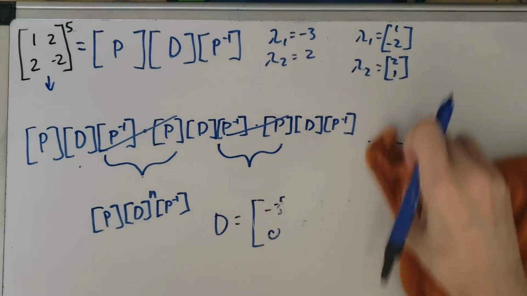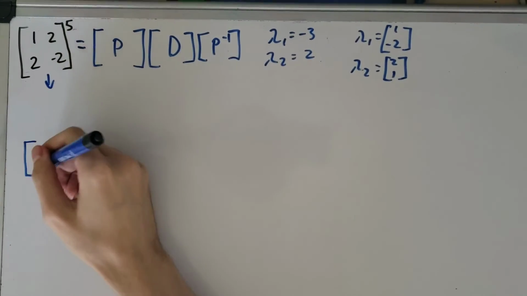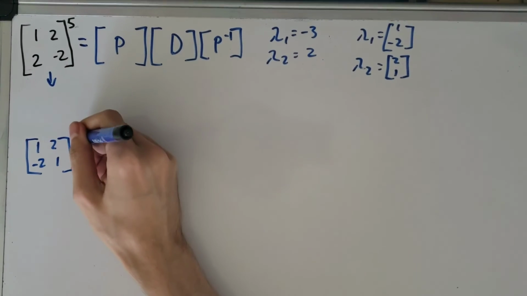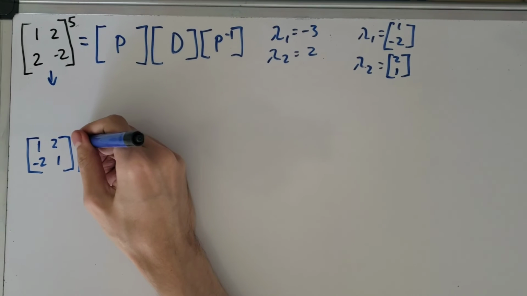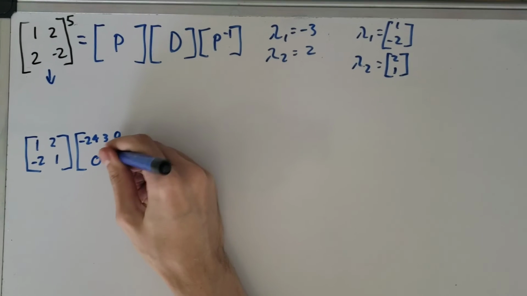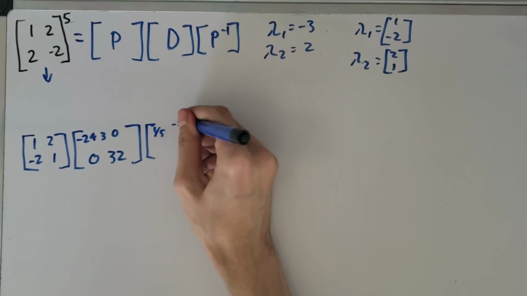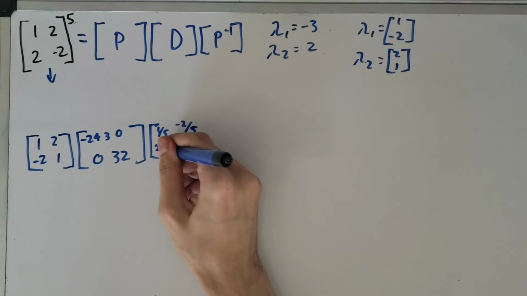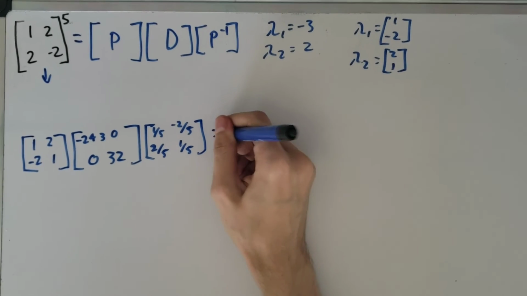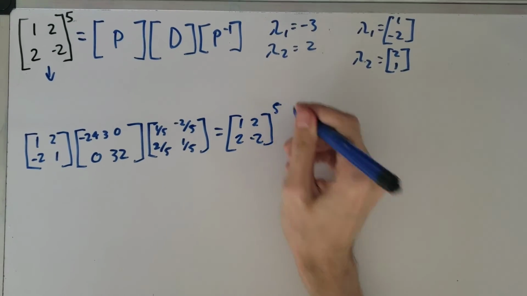So let's put it all together. Our final answer will be our matrix P, 1, 2, -2, and 1, times our matrix D to the 5th, which will be -243, 0, 0, and 32, times our P inverse, which is 1 over 5, -2 over 5, 2 over 5, and 1 over 5. And that will equal our original matrix to the 5th.